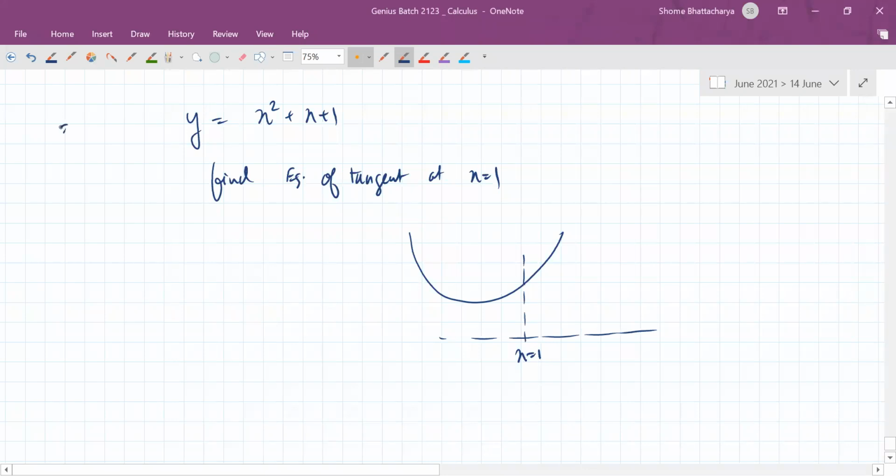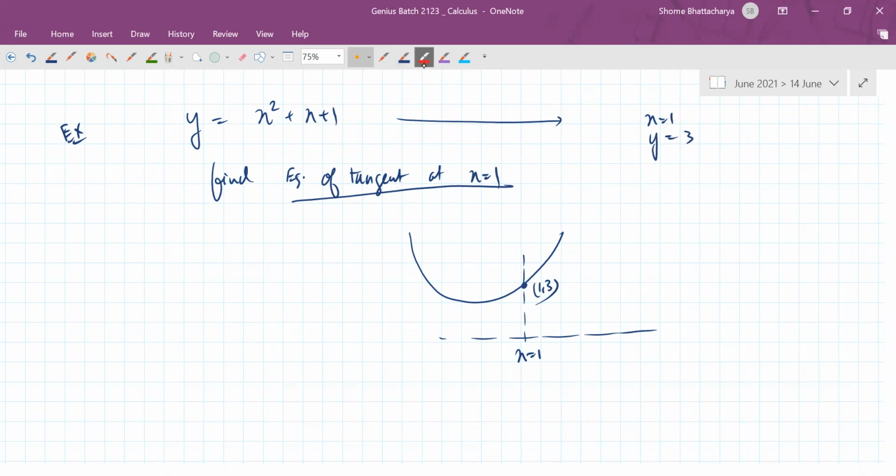Yes, sir. Okay. So I want to find the equation of tangent at this particular point. So what I'll do is, first of all, I'll find the coordinates of this point. So x equal to 1, what will be the value of y? It is 3. So this point that I'm talking about is (1, 3). Got it now? Yes, sir.